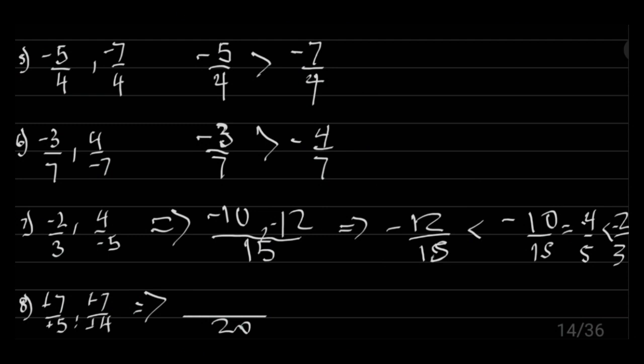5 will go into 20 4 times, 4 times 7 is 28. 4 will go into 20 5 times, 5 times 7 is 35. So we could tell that 28 is less than 35, or 35 is greater than 28. So this implies that 7 over 4 is greater than 7 over 5.